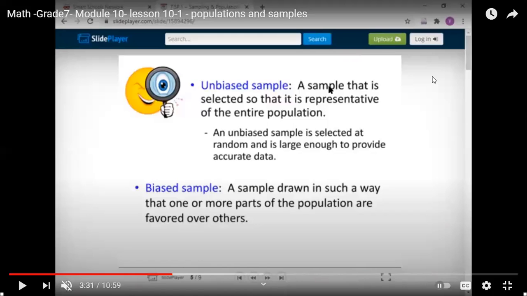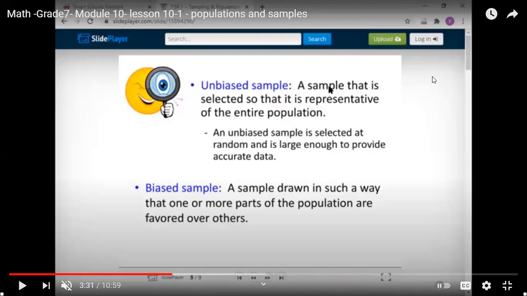Why is a random sample better, grade 7? Because you have the choice. Because they have a choice. You give a chance to everyone to share his opinion. So this one will be unbiased. So if it's random, it will be unbiased. But a biased sample is a sample drawn in such a way that one or more parts of the population are favored over others. Then you give a chance to someone more than the other.